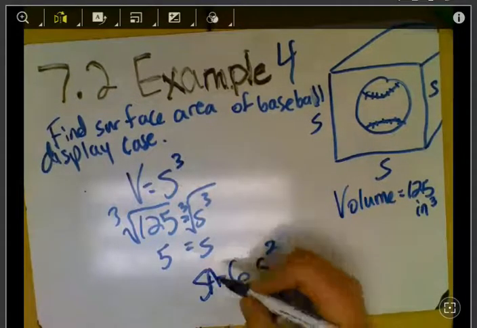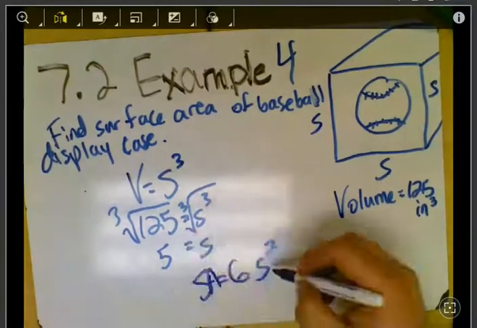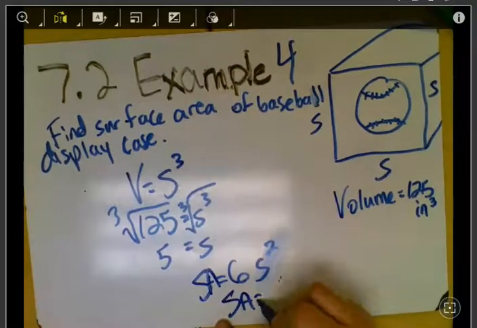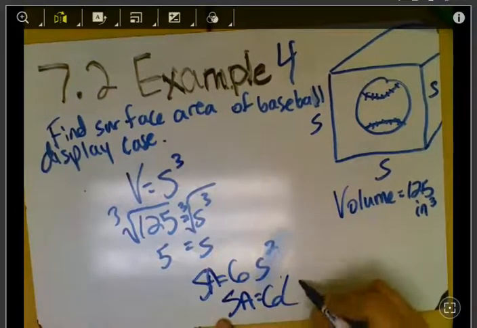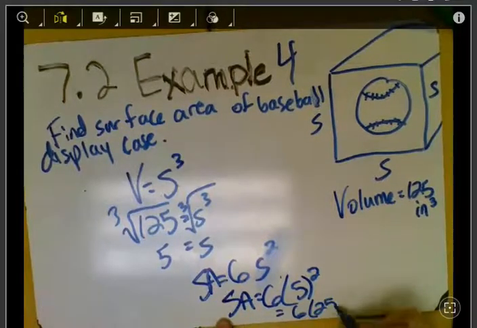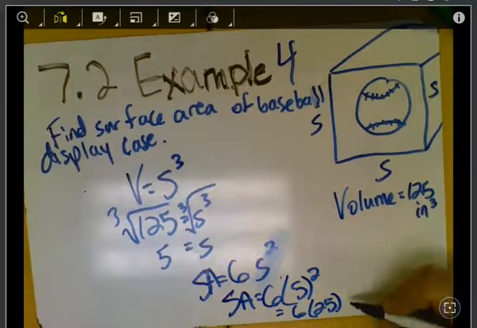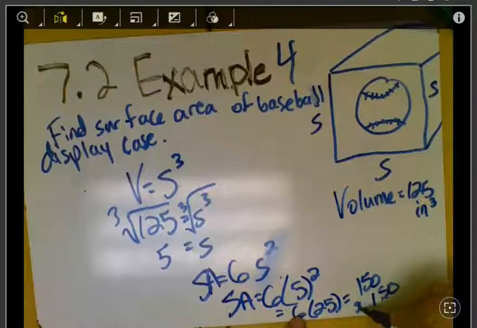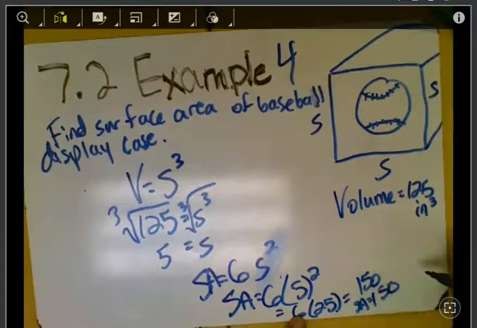This is an equation. So we put in 5, what we learned earlier, s equals 5. So the surface area equals 6 times 5 squared, which is 6 times 25, and that equals 150. So the surface area is 150 square inches. Make sure we label that. Don't forget your labels.